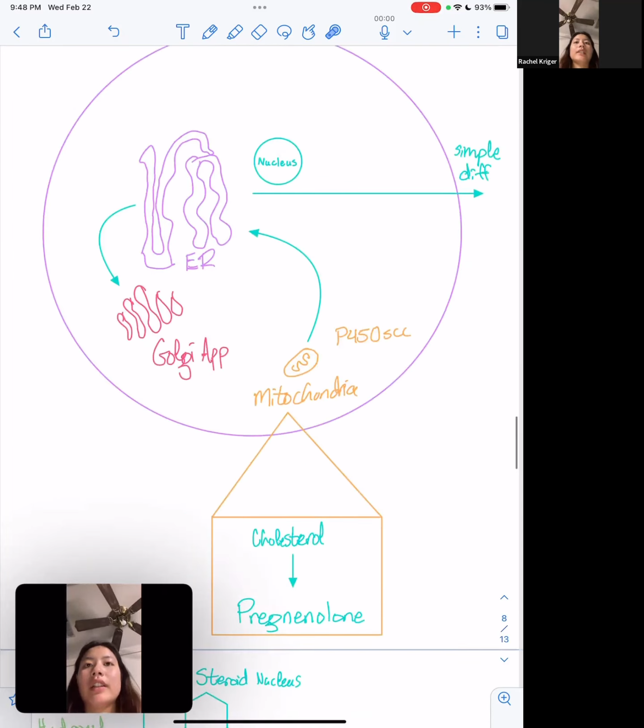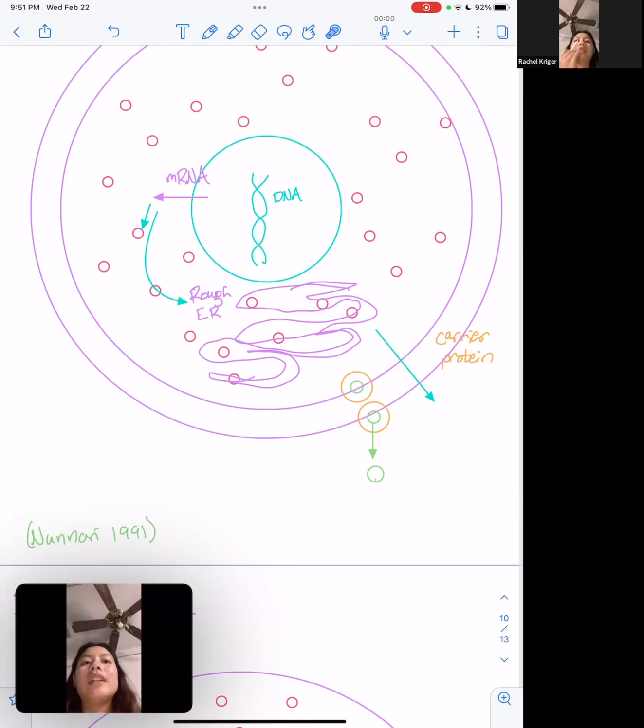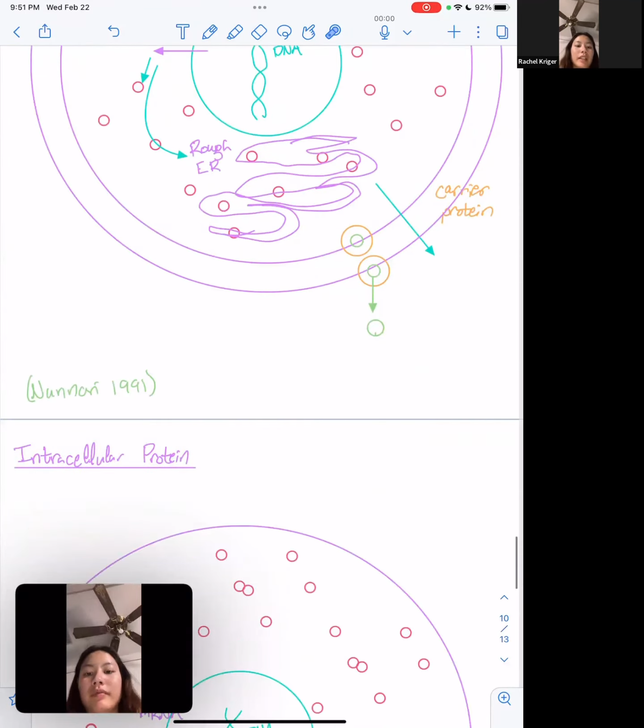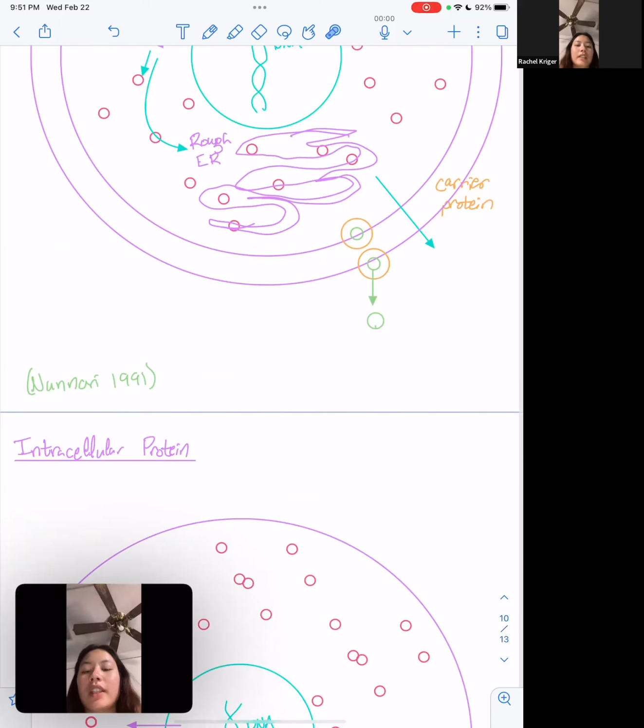The exact protein type that helps these polypeptides exit the cell is a carrier protein. The way that carrier proteins work is they are able to absorb the polypeptide, and then through their lipid-soluble outer membrane, they're able to carry the non-lipid-soluble polypeptide through the phospholipid bilayer, and then they release the polypeptide into the external cell area. I got my information for that from Nunari in 1991.